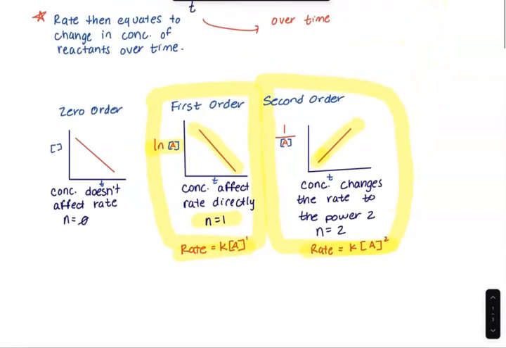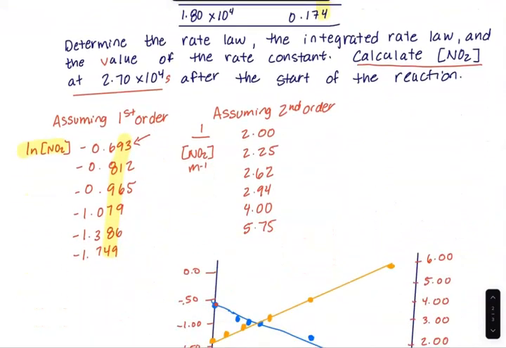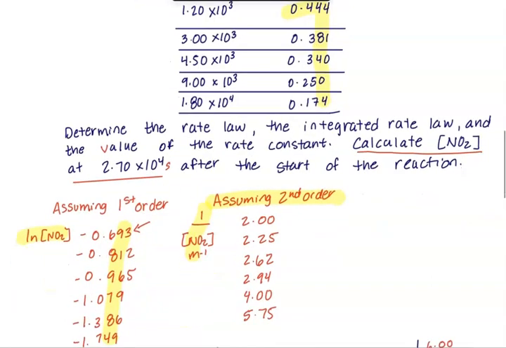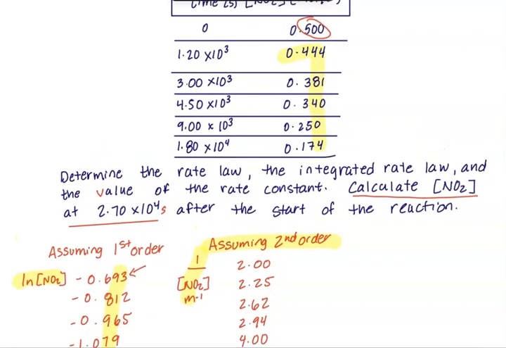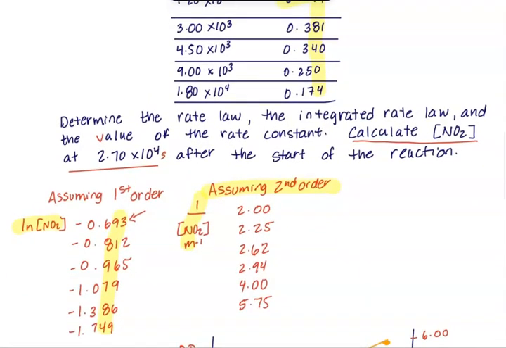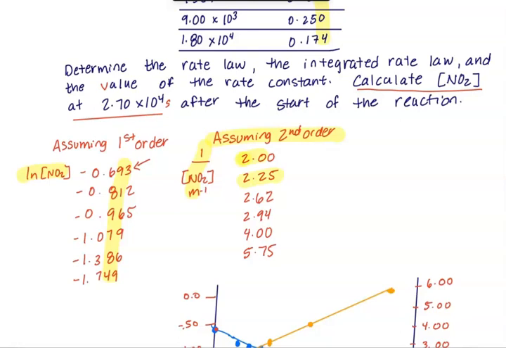So let's take 1 over concentration, and that's exactly what I did right here. Assuming second order, we're going to take 1 over our concentration. We grab our concentration from the table, 1 over 0.500. Put that in the calculator right now, and I get 2. Remember that there are three sig figs, so it's going to be 2.00. I do the same for the following values, and then I get all of these values.